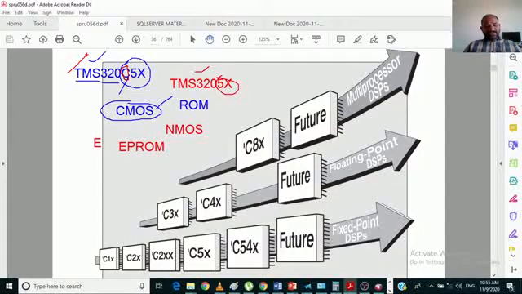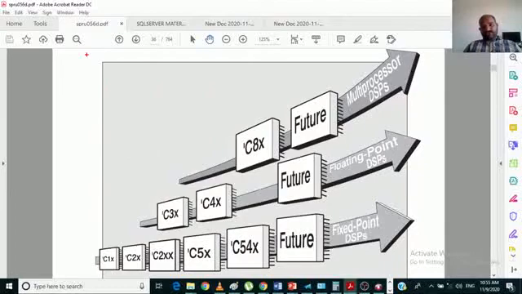As I told you, the TMS 320 is a microprocessor series, a DSP processor series, introduced by the Texas Instruments company. This manufacturer has introduced so many series in the DSP processor, and all of them are preceded with TMS 320. The first generation series are C1X, 2X, 2XX, 5X, 54X, and the future ones.